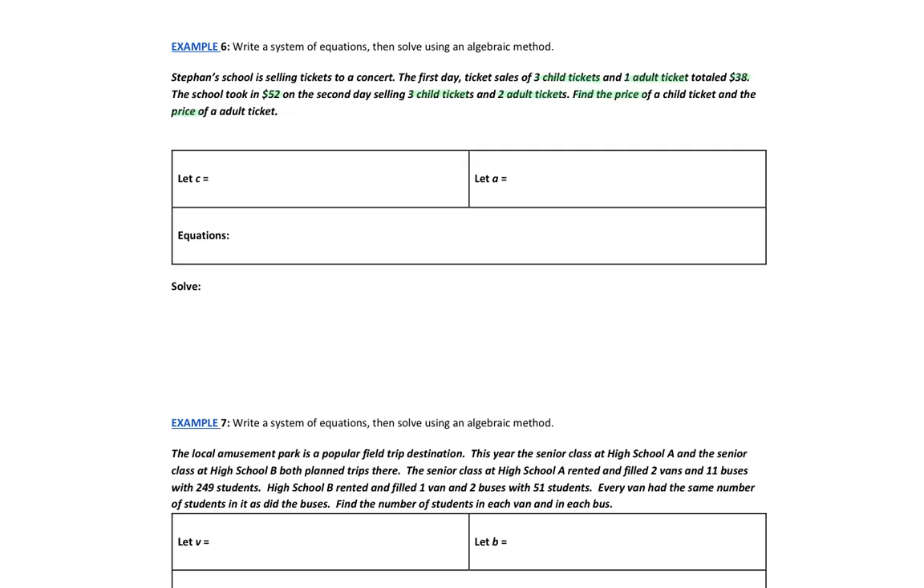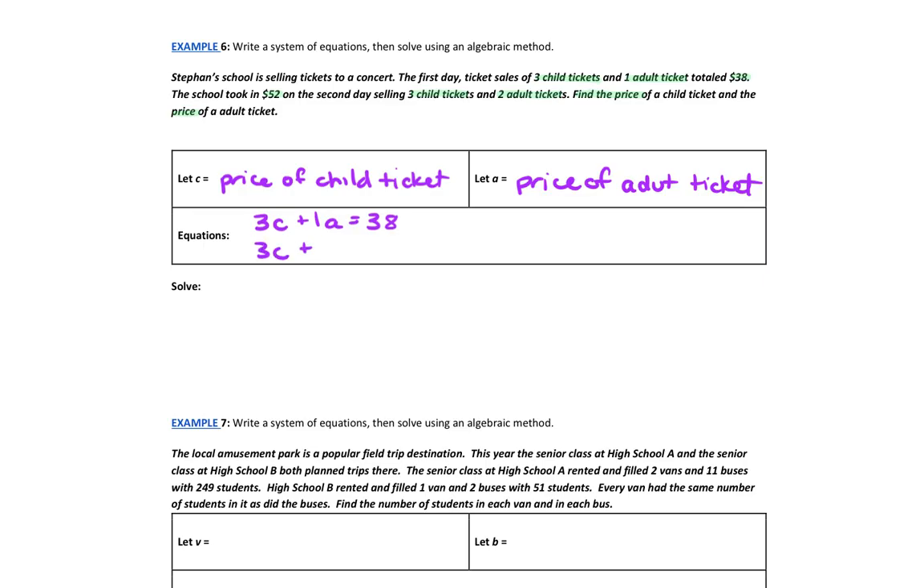So that informs us what our variables are going to be. So let's fill out what C and A are going to be. That last sentence told us that we're trying to find the price. So C is going to be the price of a child ticket and A is going to be the price of an adult ticket. So our equations, we know that 3 child tickets and 1 adult ticket cost $38, and 3 child tickets and 2 adult tickets was $52. So to solve this, we're actually going to subtract these equations. You don't always have to add them. We're just trying to eliminate one of the variables.